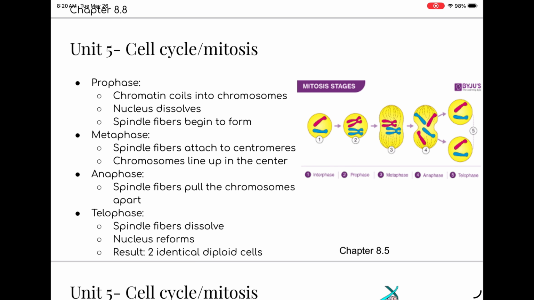A good way to remember the steps of mitosis is the phrase PMAT, which stands for P for prophase, M for metaphase, A for anaphase, and T for telophase. And once the cycle is over, it repeats all over again starting at interphase.